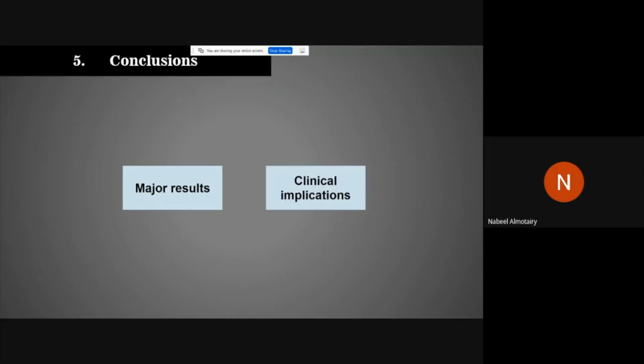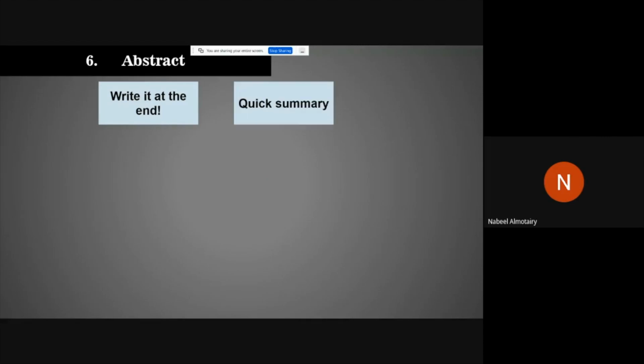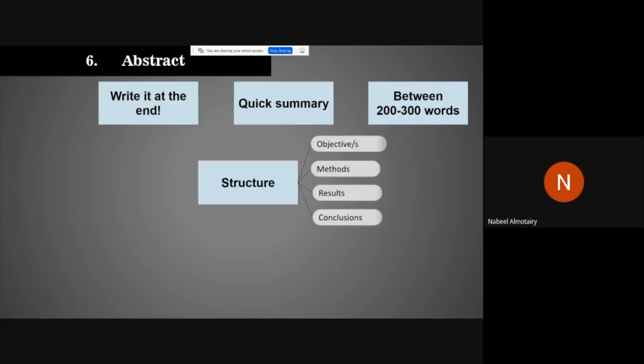And then you move on to the conclusion section. And this is probably the easiest section in the research paper. You report the major results that you have found and the clinical implications of those results. And then you write the abstract. The abstract, usually you write it at the end, because at the end you'll know what each section contains. It is a quick summary of the study, and it is usually between 200 and 300 words. As for the structure, first you report the objectives of the study and the methods that you have applied, and some major results, and the conclusions of your study.